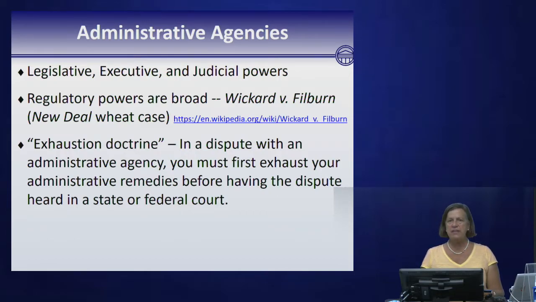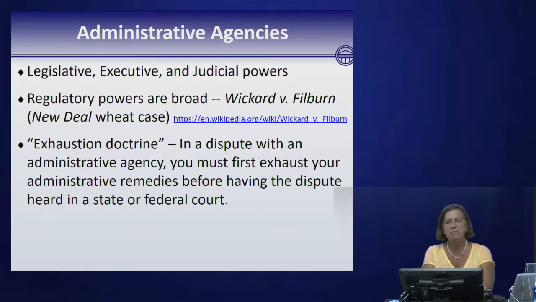You also learned about the exhaustion doctrine, and I told you a story about my husband and I are probably the only people you'll ever meet who have sued the federal government. We sued Health and Human Services and won. So here's what you need to know about the exhaustion doctrine.